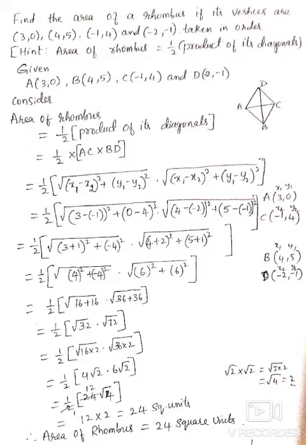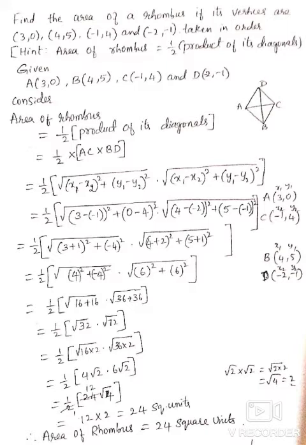Here 2 and 24 we can cancel by 2: 2 ones are 2, 2 twelves are 24. So 12, and square root of 4 is 2. 12 into 2 is 24 square units. So square root 2 into square root 2 means you write square root of 2 into 2, which is square root of 4, that is equal to 2. Okay, so area of the rhombus is equal to 24 square units.